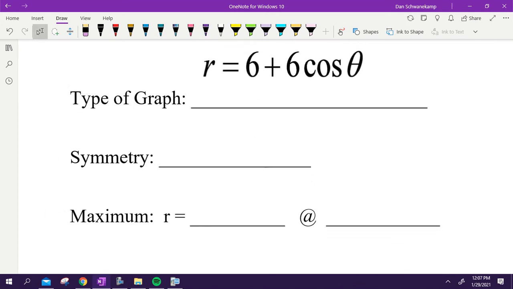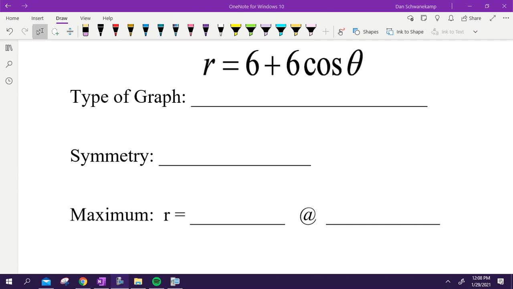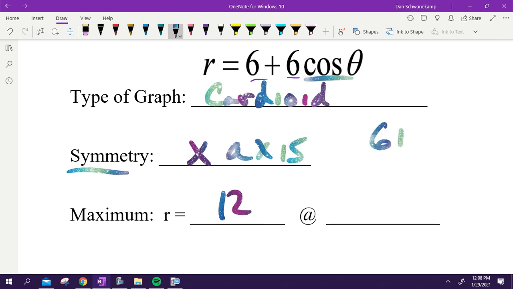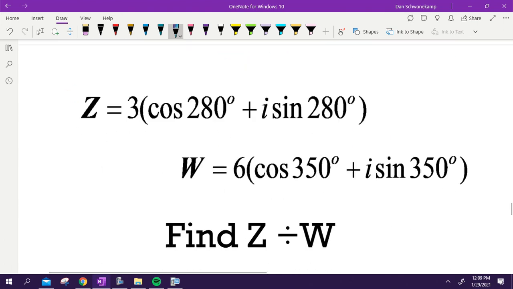Try that one. Fill in my information. These two numbers are the same, so what shape do we have? Cardioid. This guy right here is the x-axis because it's cosine. Great. Maximum, my radius is 12. What would I want this to be? 6 plus 6 times something. I want that to be a 1. When is cosine 1? At 0 degrees. Questions there? We're doing well.